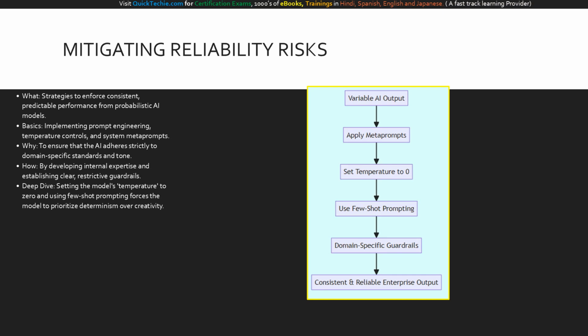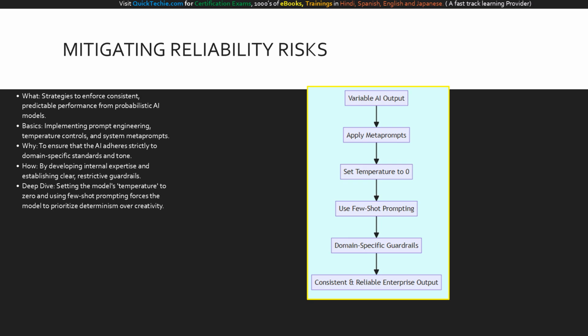outcome. How do we actually fix the reliability issue we just discussed? We must implement robust mitigation strategies to enforce consistency. What this entails is surrounding the AI with strict parameters. The basics involve advanced prompt engineering, adjusting model settings like temperature, and utilizing safety system messages or metaprompts. Why do we do this? To ensure the AI strictly adheres to your domain-specific standards, formatting rules, and corporate tone every single time it runs.